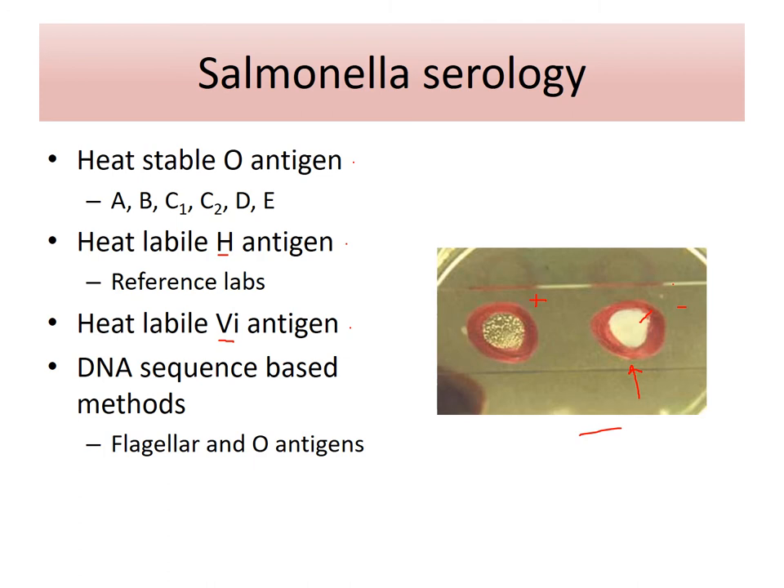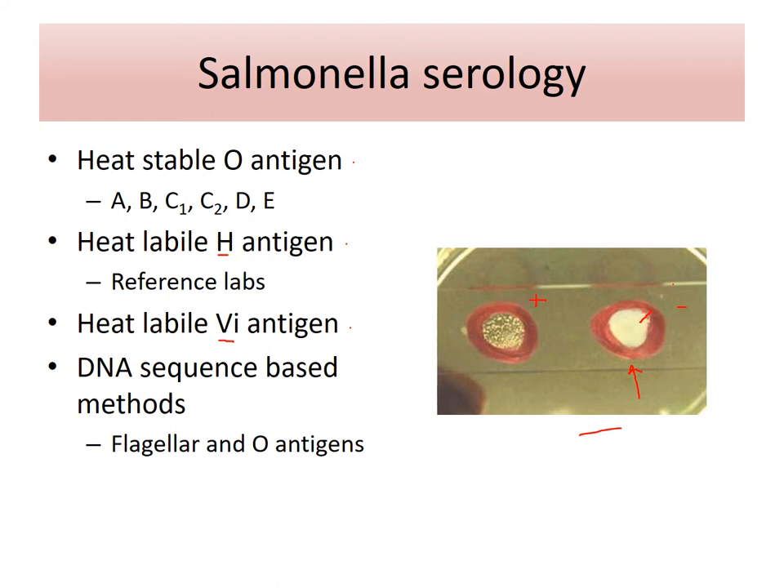Now, another thing to point out about the VI antigen: it is found on that capsular polysaccharide, and that polysaccharide antigen is only present in Salmonella typhi. So you must keep VI antigen in your lab, and most of us test every specimen against VI just to be able to say it's definitely not typhi.